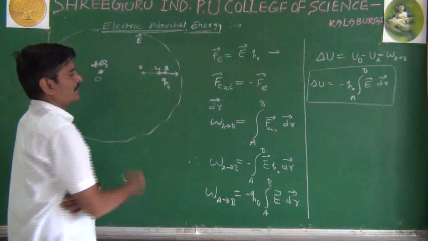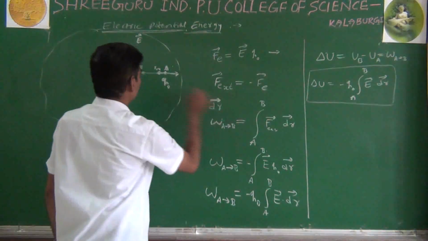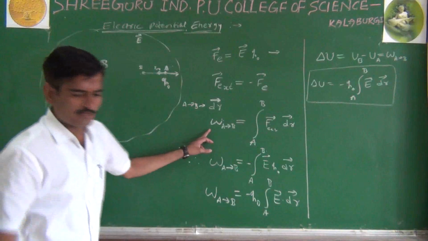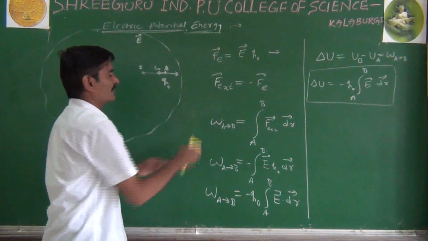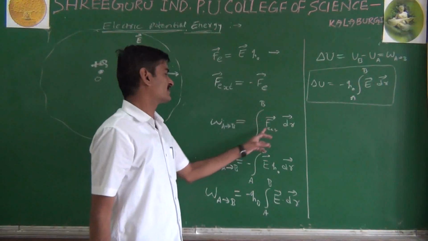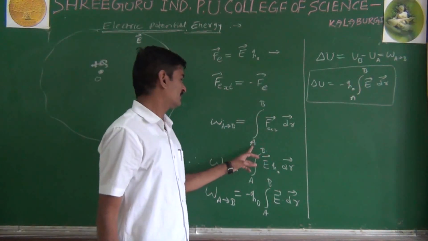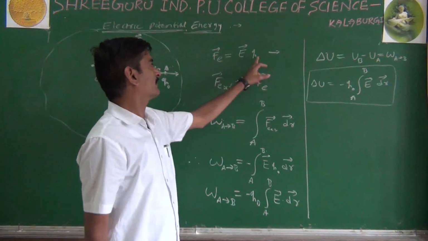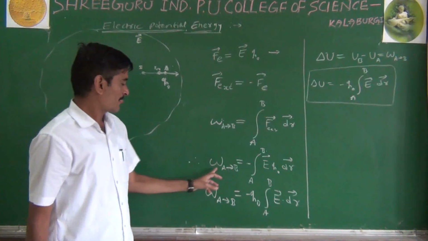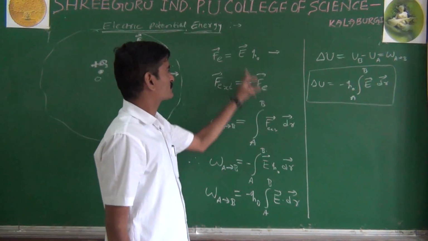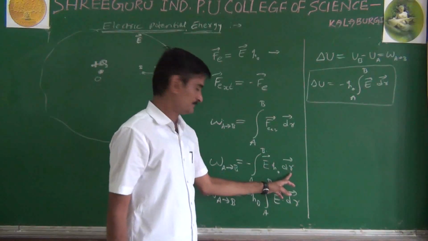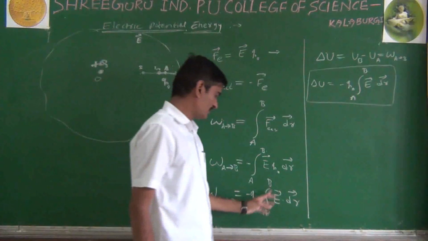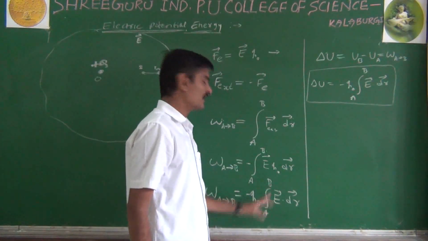So this external force is applied, and let the displacement between A and B be dr. Then work done in moving the charge from A to B is given by W_AB equal to the integration of F external dot dr from A to B. Now F external is the same as minus Fe, and Fe is vector E into Q naught. So if you substitute these values, W is equal to minus E Q naught dr. Q naught is a test charge and remains constant, so it is taken outside: minus Q naught integration of vector E dot dr from A to B.